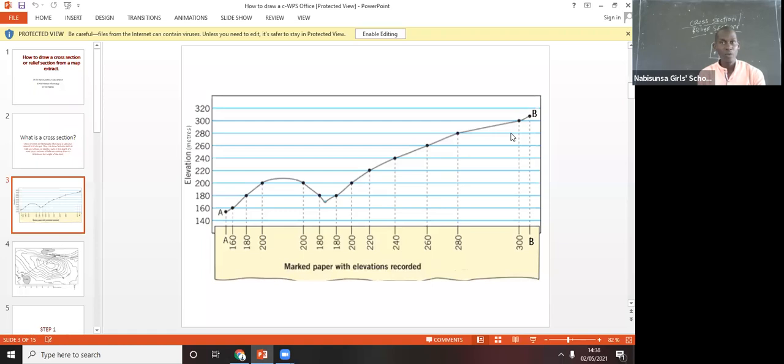Am I clear? Before we go, we need to understand what a cross-section is, because sometimes people draw a cross-section but they don't understand what it means. I get what I'm trying to say.